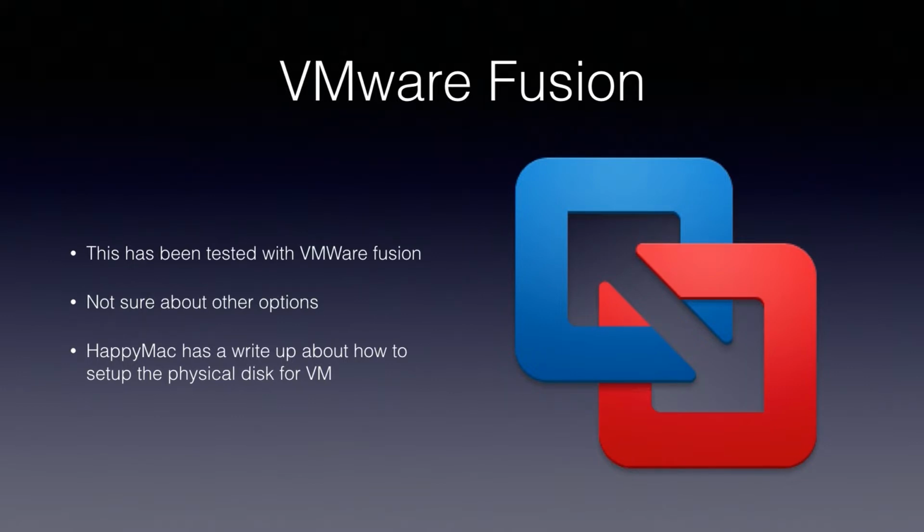Basically, the Happy Mac article, which is what you're about to see, says you can take a real physical hard disk and make that the disk for the VM. So instead of creating a virtual disk inside the VM, we're actually taking a real physical disk and making that the VM disk, okay?